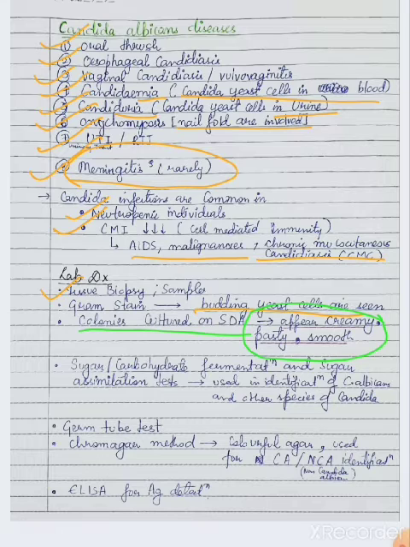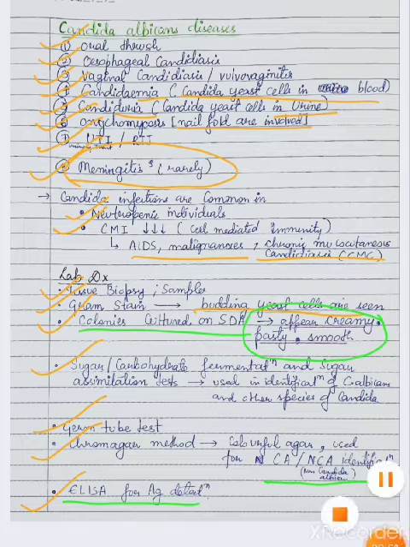In this, the colorful agar is used for identification of Candida albicans or the non-Candida albicans. ELISA for antigen detection. So, lab diagnosis is tissue biopsy, the Gram staining where budding yeast cells are seen, colonies that appear creamy, pasty, smooth, sugar or carbohydrate fermentation or sugar assimilation test, germ tube test, chrome agar method, and ELISA for antigen detection.